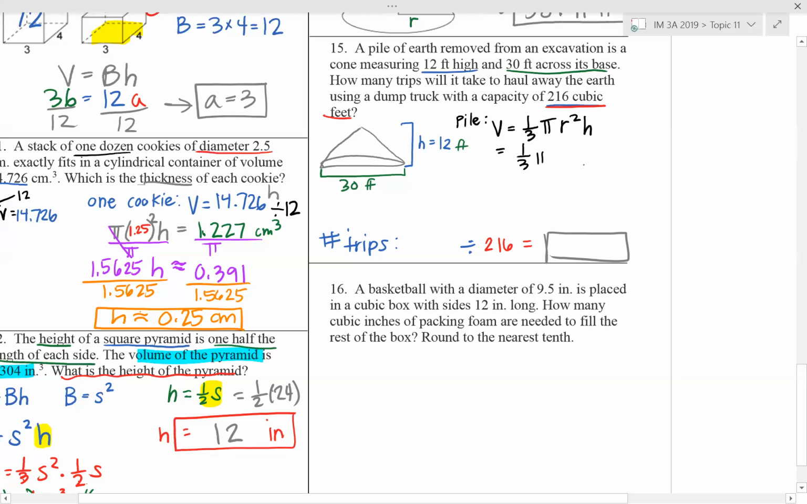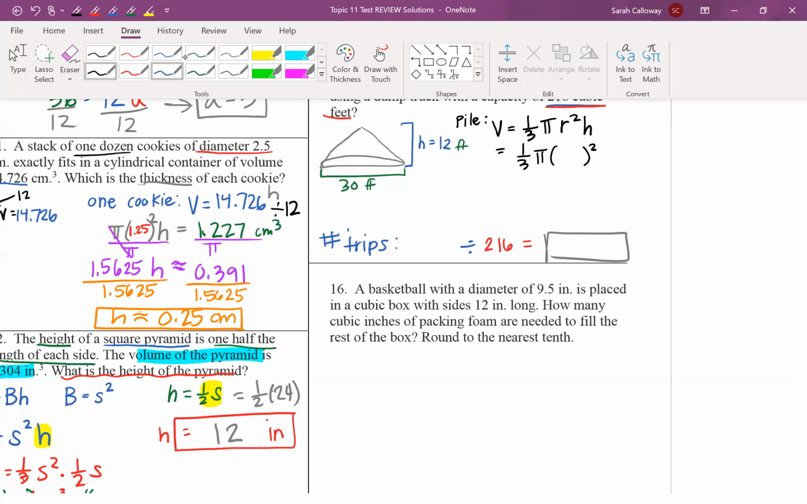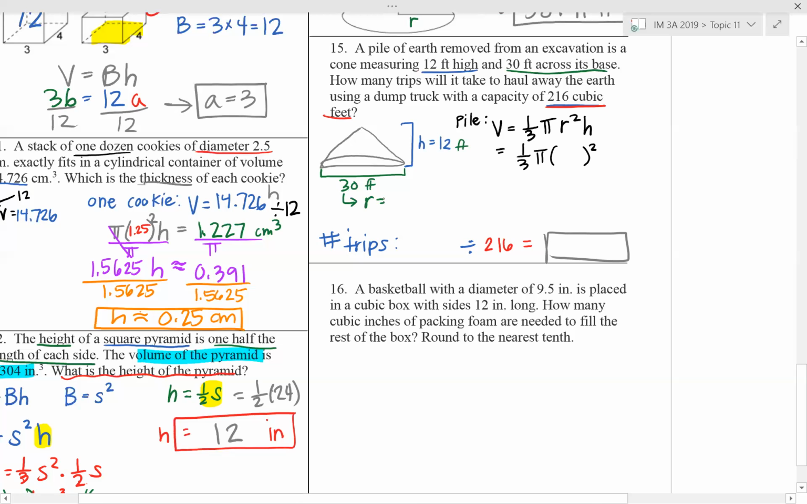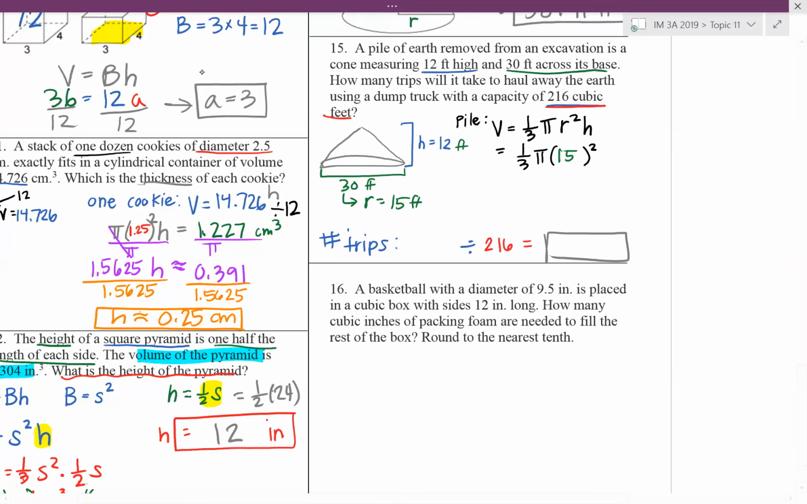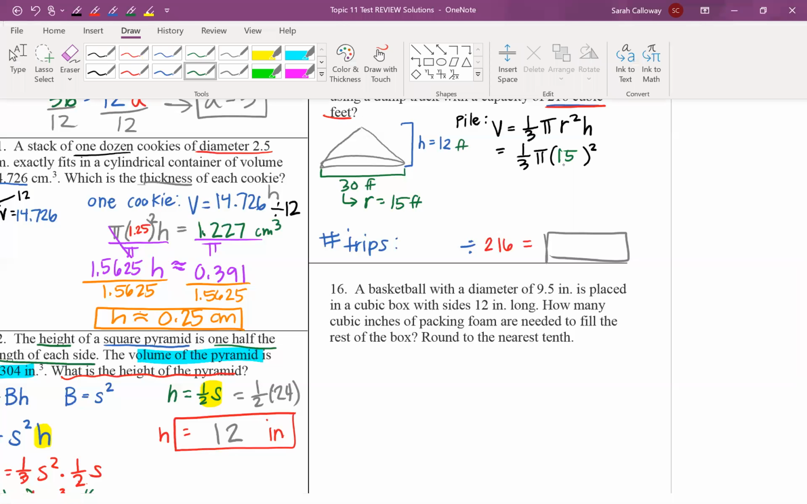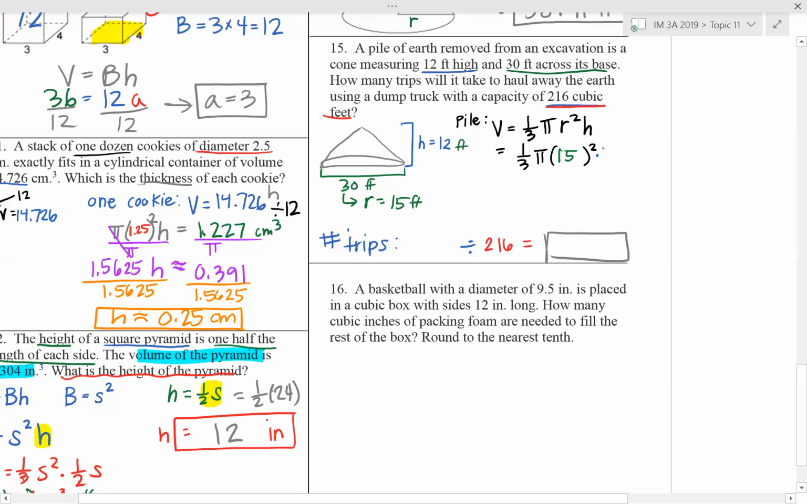And so we are given the diameter, not the radius. So that means that the radius is half of 30, so 15 feet. So we're gonna do 1/3 times pi times 15 squared times our height of 12. And then we can simplify this beforehand if we want to, because 1/3 of 12 is 4, so that there's a little bit less to calculate, or you can just calculate straight in. Okay, so that's your choice.